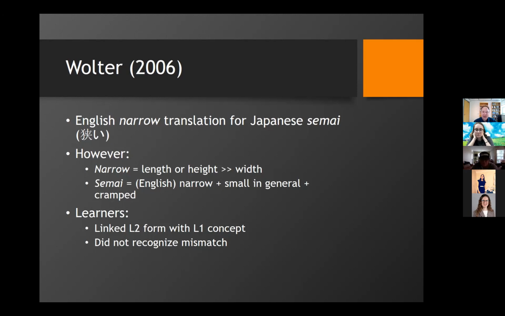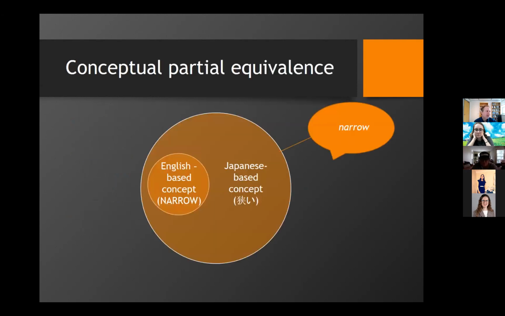So what we have here, of course, is an example of partial equivalence, where the Japanese based concept for semai is much broader than the translation and the concept associated with English narrow. But the learners had mistakenly linked the L2 word narrow with their L1 based Japanese concept for semai. So they were using the English word with a Japanese-like understanding of that word.